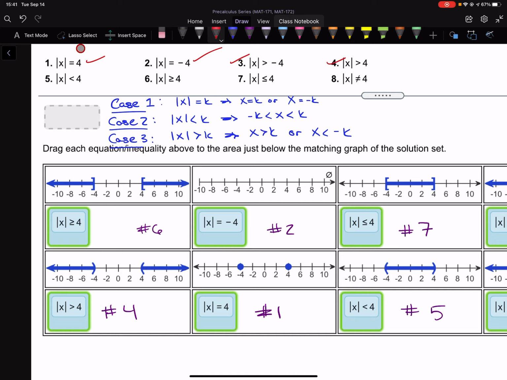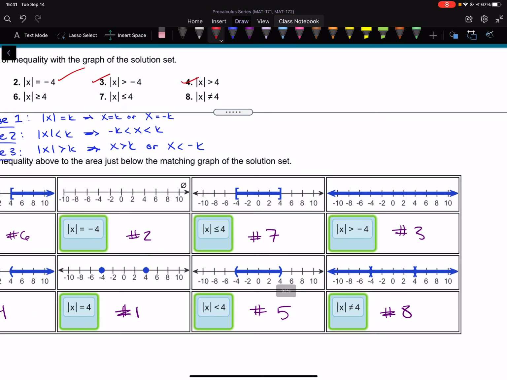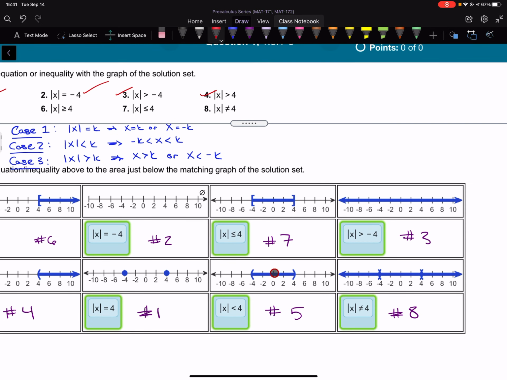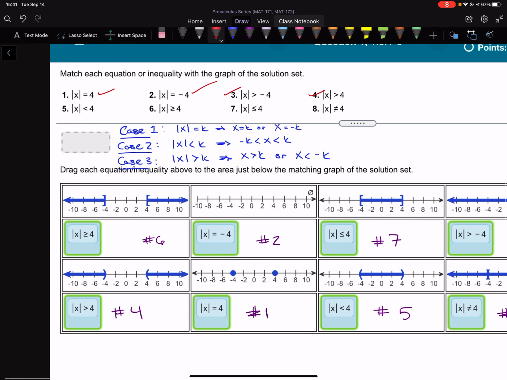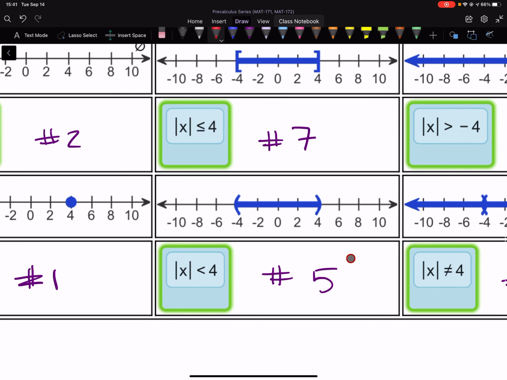All right, so moving on to number 5, that's a clear case number 2 here. So we're going to end up sandwiching x between positive and negative 4 here. So we're looking for a graph that sandwiches. I see two sandwich graphs here. So I need to take a look at my inequality sign, and the 4s are not going to be included. So this graph here is going to represent the absolute value of x being less than 4.